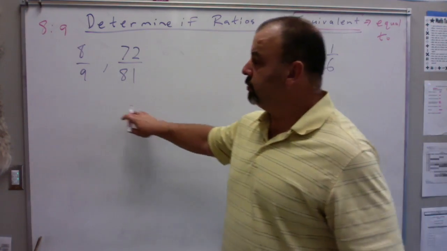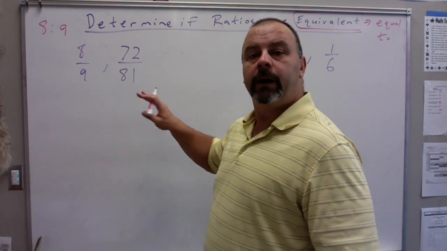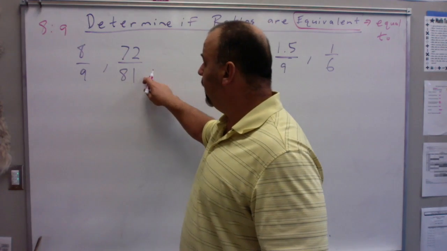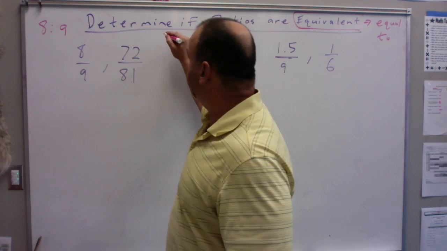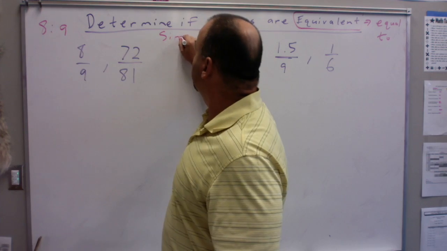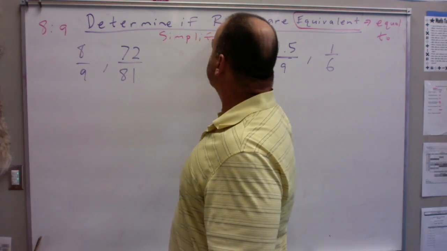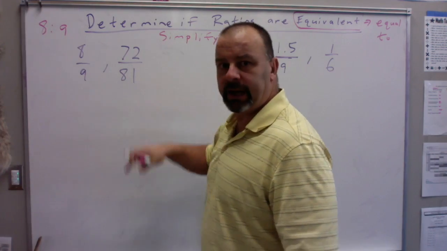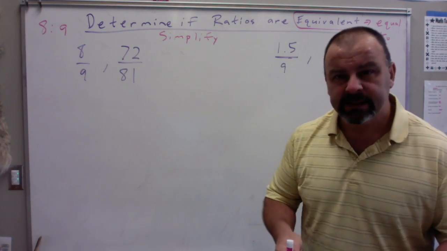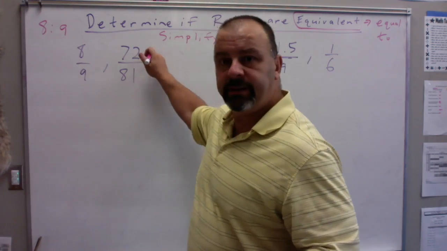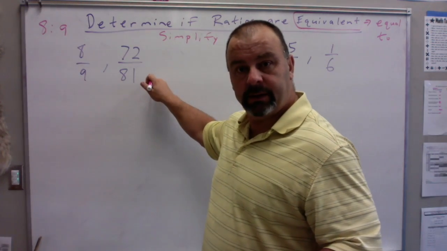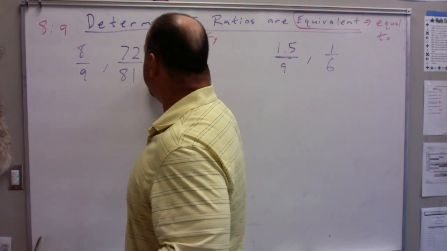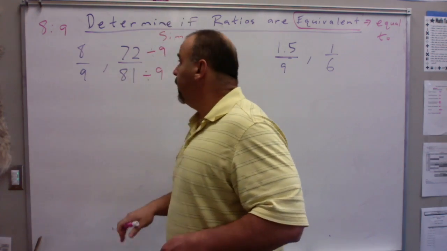So how do I know these two are equivalent to each other? There are a couple of different ways of doing this. First of all, I could look at this and say, does this simplify? Does this simplify into that? What goes into 72 and 81? What's the greatest common factor that goes into both of these? It's actually 9. I can divide this by 9 and this by 9.